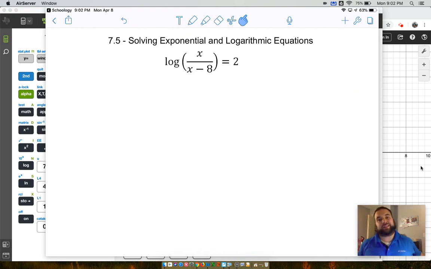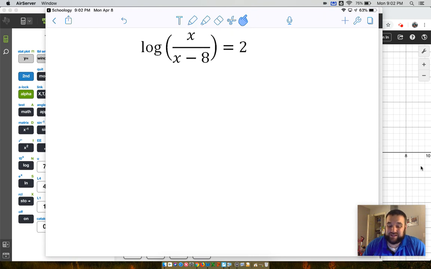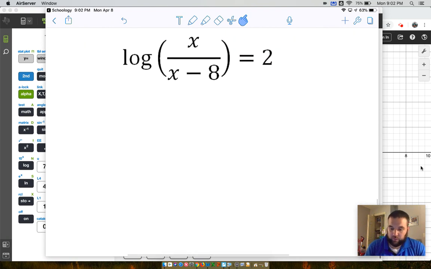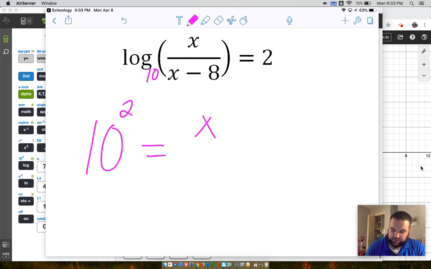And then finally, the last thing we did in 7.5.2 was solve equations that have logarithms. And basically, it comes down to, if it's a single logarithm, we're just going to write it in exponential form and then solve what we have from there. So if I don't see a base, we know that's base 10. So to write this into exponential form, it would be my base raised to that power, which is 10 to the second, equals the argument.